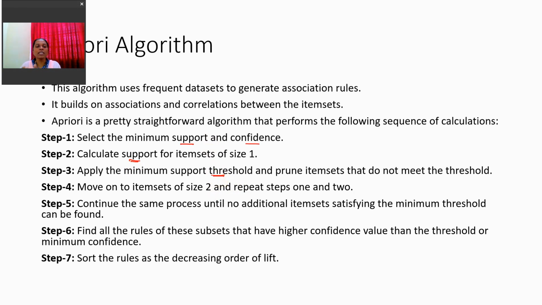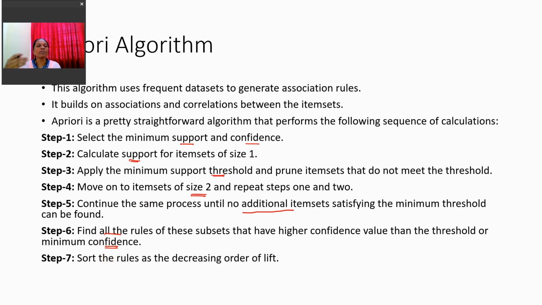Now we create combinations of two items, that is the item set of 2, and identify how many times each particular pair of items is purchased. Like that, you repeat for a sequence of 3 items purchased, then 4 items purchased. What is the association between those 4 items? We repeat the process until we don't have any additional item set satisfying our minimum threshold value. Once we define the final item set, we define the association rules with the help of the confidence threshold.